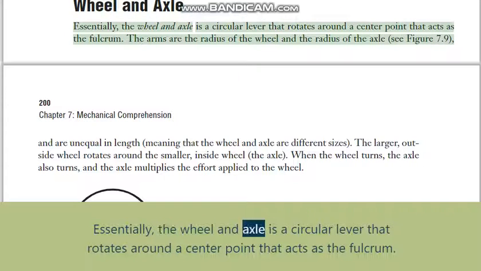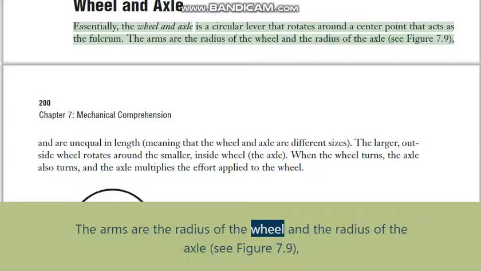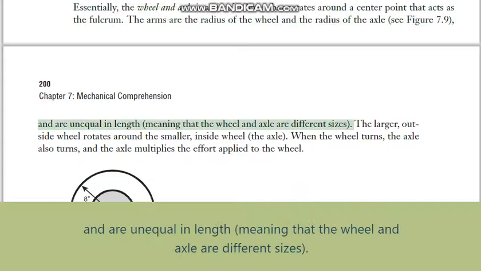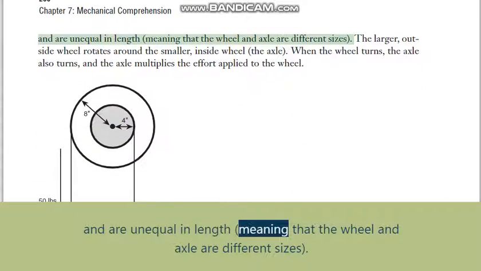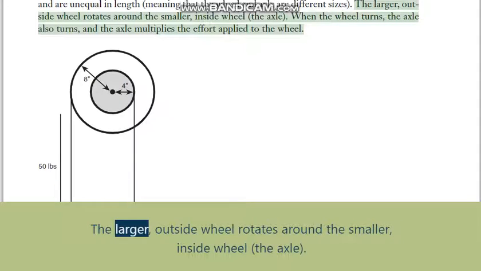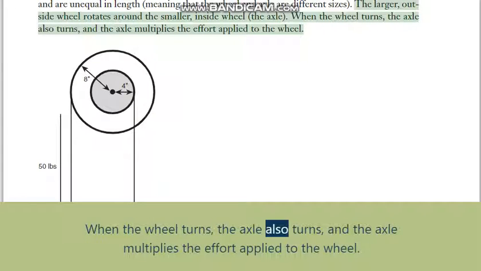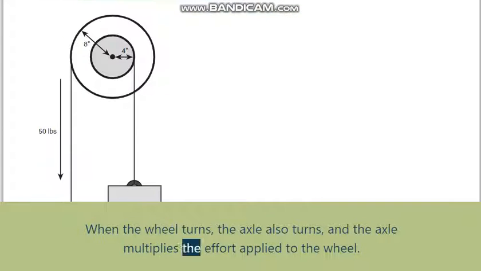Wheel and axle. Essentially, the wheel and axle is a circular lever that rotates around a center point that acts as the fulcrum. The arms are the radius of the wheel and the radius of the axle, see figure 7.9, and are unequal in length, meaning that the wheel and axle are different sizes. The larger, outside wheel rotates around the smaller, inside wheel, the axle. When the wheel turns, the axle also turns, and the axle multiplies the effort applied to the wheel.